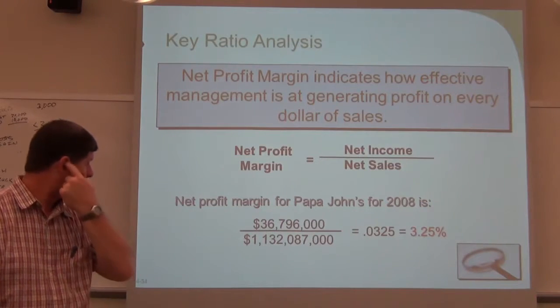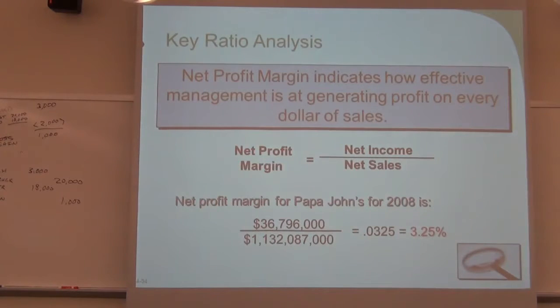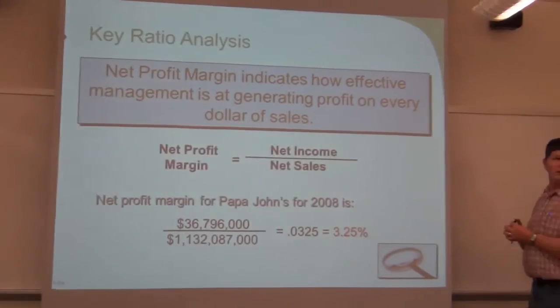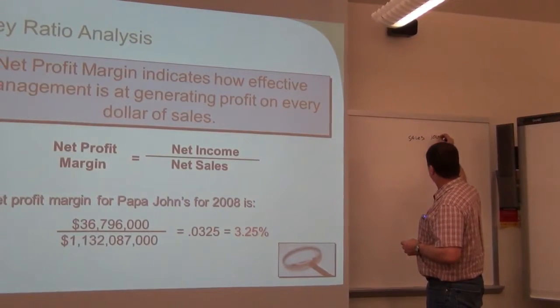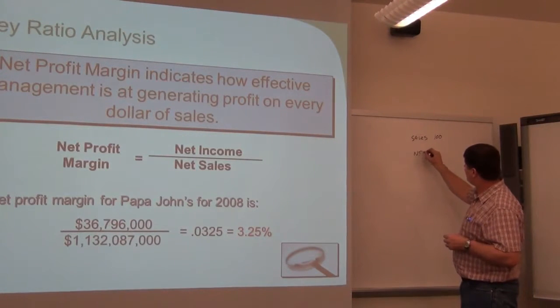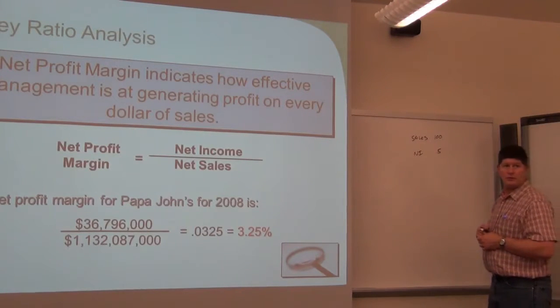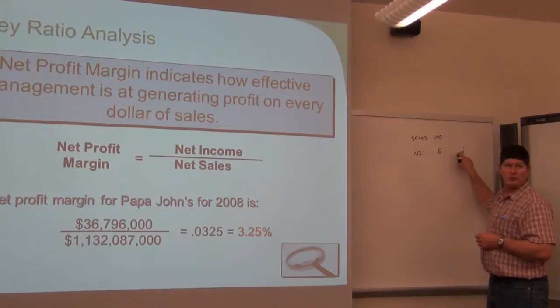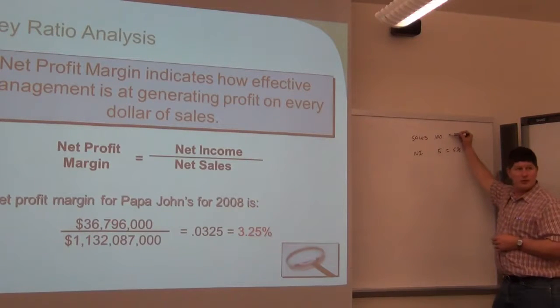This tells you, I don't like their big numbers. Let's make it simple. Let's say we have sales of $100. I'm going to use 100 because I can do the math in my head. And we have net income of $5. What is my net profit margin? 5%. 5% is the same as saying for every dollar of sales, I generate 5 cents in profit.